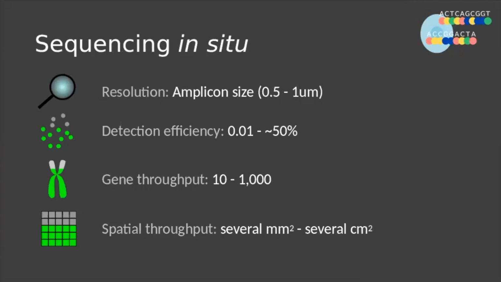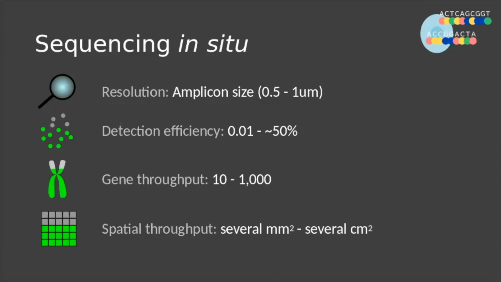So to conclude the sequencing in situ, the resolution can be diffraction limited, but probably the amplicons are a bit larger. So the resolution is half to 1 micrometer. The detection efficiency can be very low. In the case of FISSEQ, it can be as low as 0.1%. And in the StarMap, it can be maybe 50%, but be very cautious with this, because we don't really know. They didn't really do a good comparison with single molecule FISH, so we don't really know exactly how efficient it is.